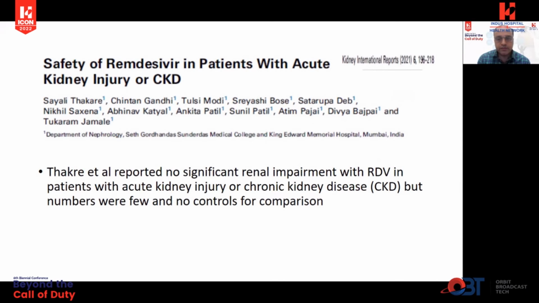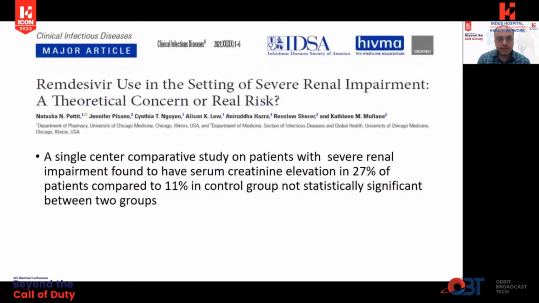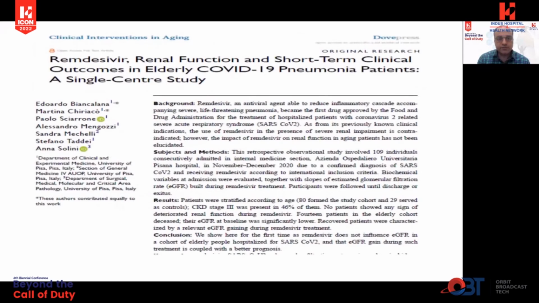Reported no significant renal impairment with remdesivir in patients with AKI or CKD, but the limitation was that numbers were few and there were no controls for comparison. Another study by Petit et al. from the USA, a single center comparative study on patients with severe renal impairment, found serum creatinine elevation in 27% versus 11% in the control group, not statistically significant between the two groups.